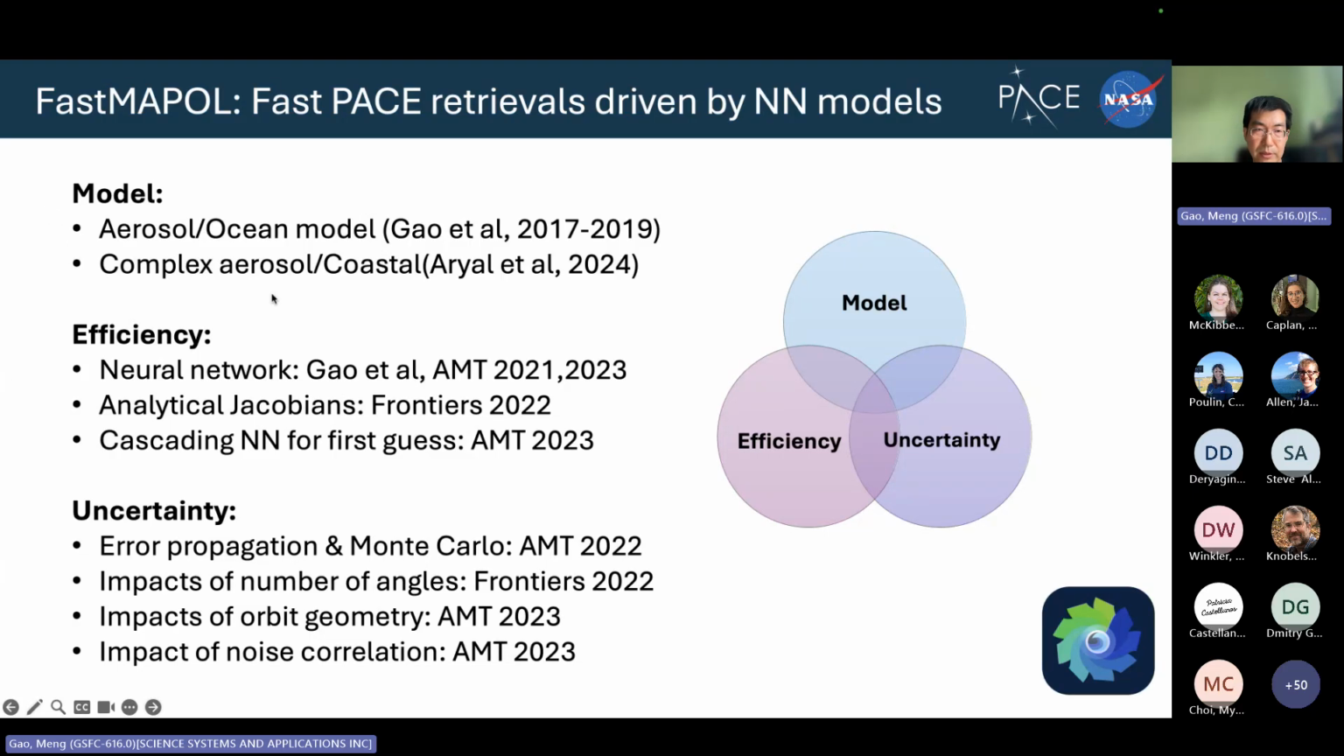I won't get into too much detail, but basically for the model part, we have several aerosol and ocean models there, and for efficiency, we rely on the neural net. Also, we can derive Jacobians, and we can also play with the neural net to get the first guess and other things. And for the uncertainty studies, we work on error propagation. So you can use the measurement uncertainty to understand the target uncertainty from level 1 to the product, and we can also look at how the number of angles impacts retrieval uncertainty, and also the orbit geometry and other things. If you're interested, you can take a look at our papers. I won't cover too much detail here.